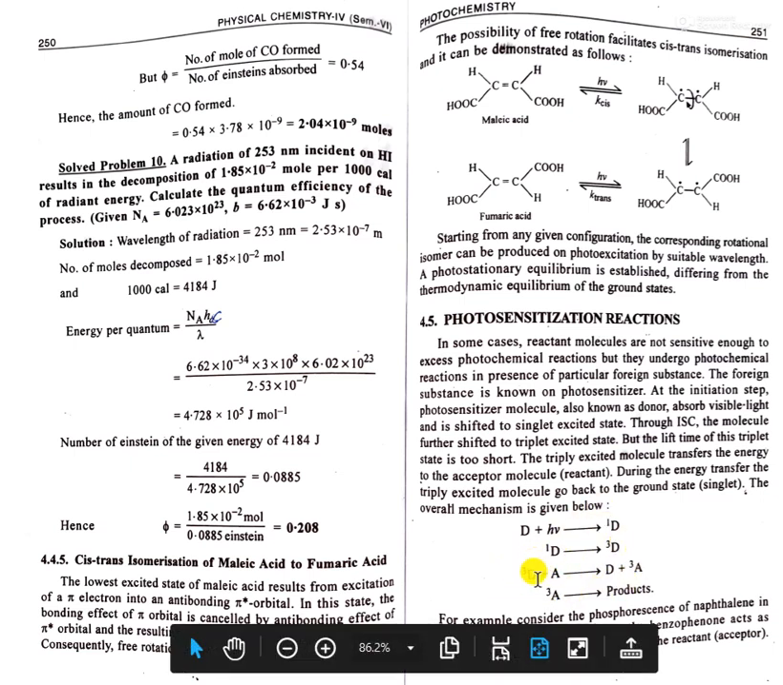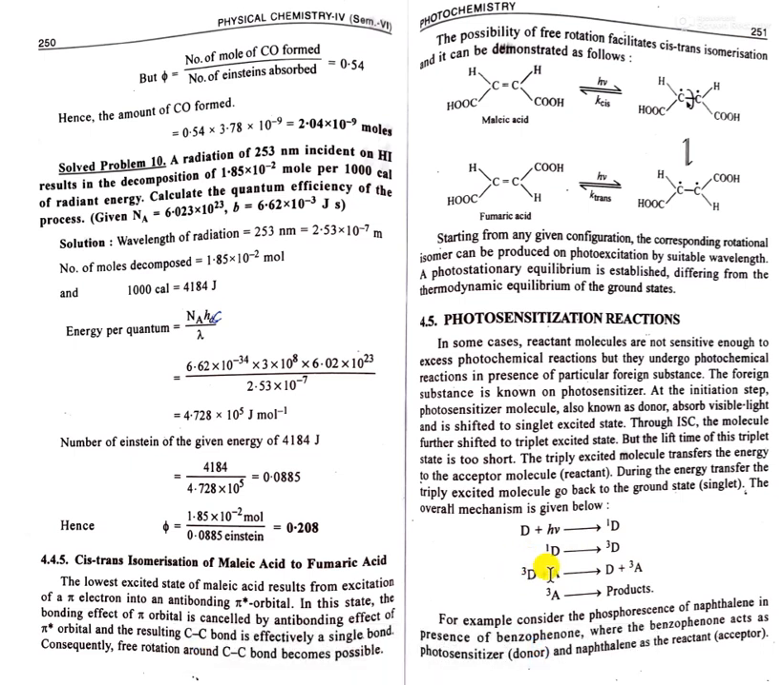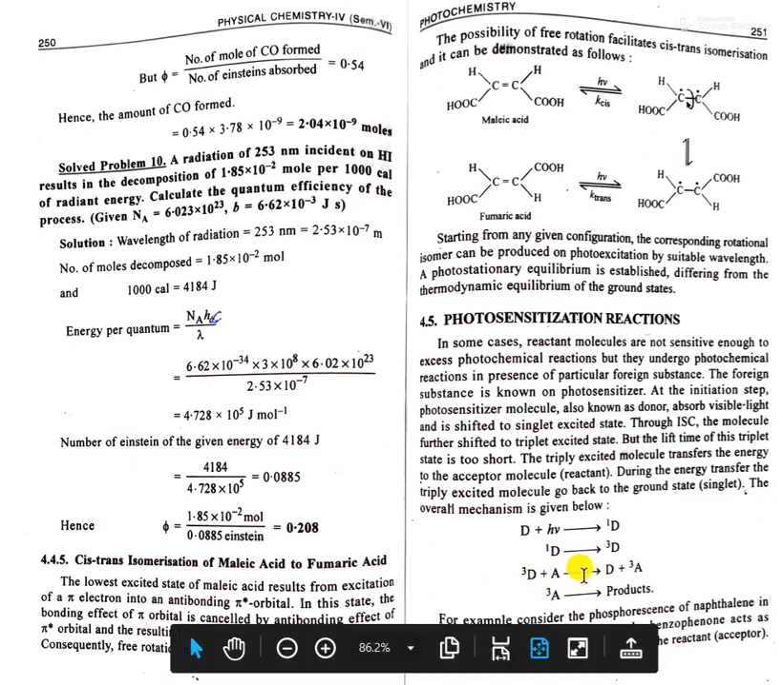So a D3 molecule, that is a donor molecule in the triplet excited state, reacts with a ground state A molecule. As a result, the energy of this D3 molecule is transferred to A. So the D3 molecule will be converted to the ground state D, and A will be converted to the excited triplet state A3. Now this A3 molecule can easily get converted into the product. So this is the role of a photosensitizer.